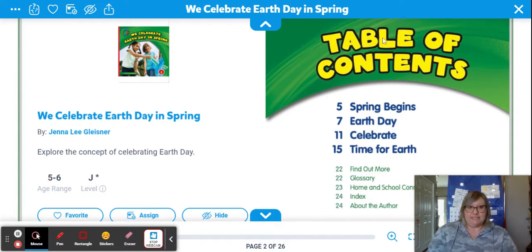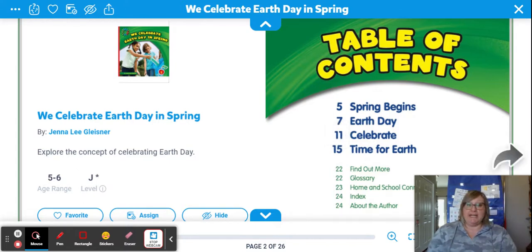One of the things I'm noticing is that I have a table of contents. Remember, the table of contents' job is to tell me on what page each section of the book starts. Sometimes we only want to learn about certain sections or learn certain information. Like, for instance, if I only wanted to learn about celebrations that we do during Earth Day, then I may only read that section that says celebrate, and I would know then that I had to go to page 11 to find that.